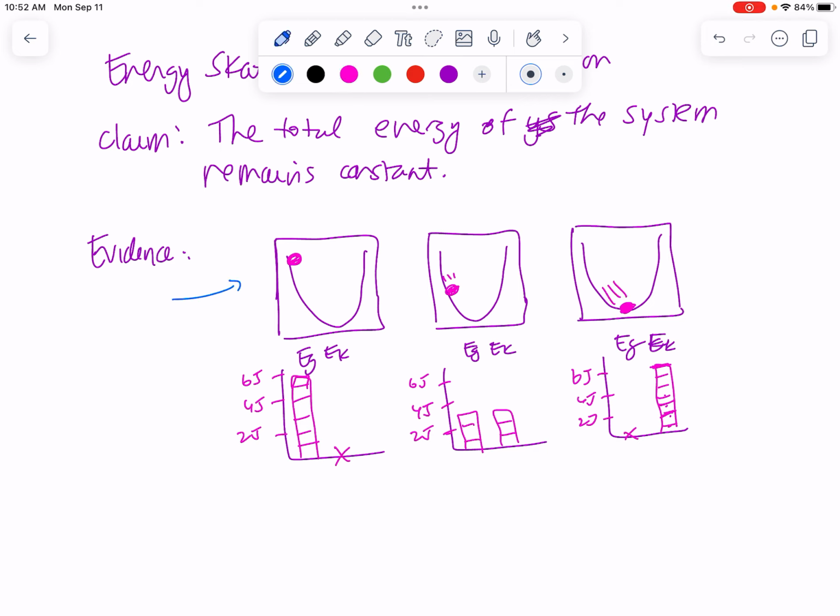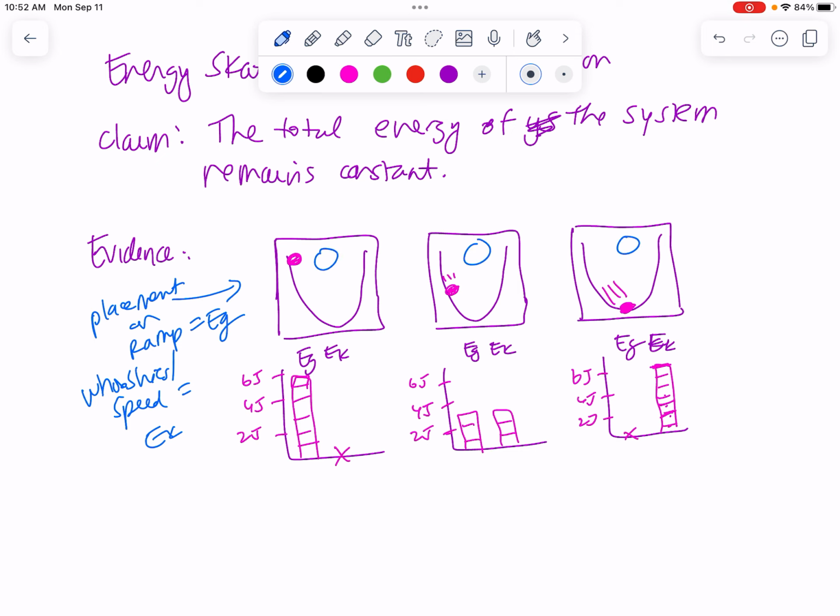So what I'm looking for here is placement on the ramp corresponding to EG, and whooshies or the speedometer to show EK. You could have shown the speedometer here also, maybe like 0, 2, 4, I don't know what the numbers were. Something that matches what you're getting.